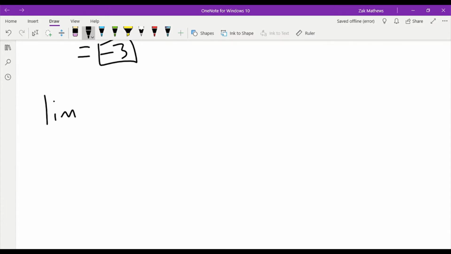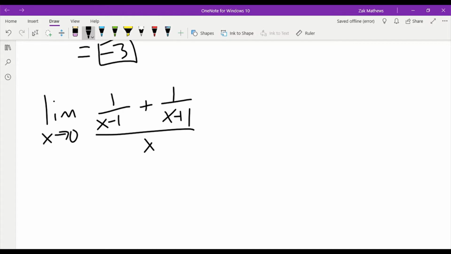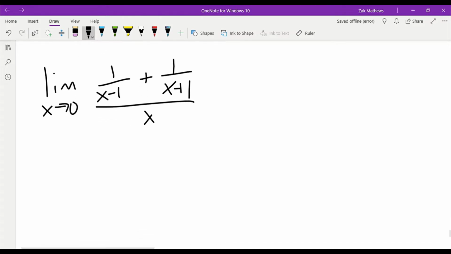Let's find another limit. Let's find the limit as x goes to 0 of 1 over x minus 1 plus 1 over x plus 1, all over x. So if I look right now, I see that plugging in 0 gives me 0 in the denominator. I might think for half a second it's going to be an asymptote. But if I look a second further, I see I get 1 over negative 1, which is negative 1, plus 1 over 1, which is 1. Therefore, right now I'm getting 0 over 0, meaning the fraction is in indeterminate form. I need to do something else to figure out what this limit actually is.